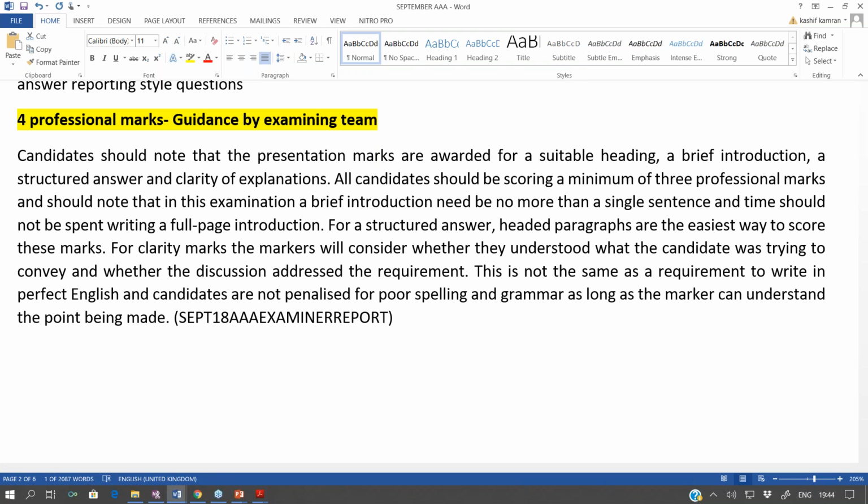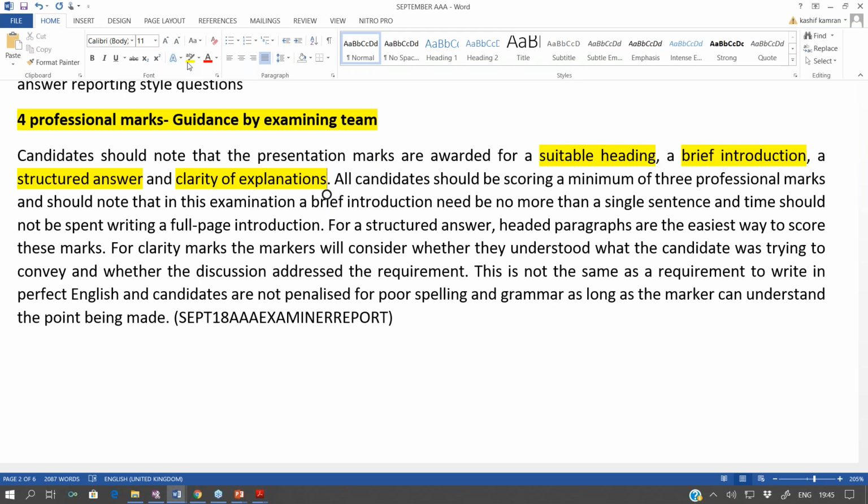See what the examiner is telling us for 4 marks. Candidates should note that the presentation marks are awarded for a suitable heading. Have you put a suitable heading, briefing note? A brief introduction, a structured answer, and a clarity of explanation. Suitable heading, 1, brief introduction, 2, a structured answer, which I am about to write, and a clarity of explanation, which again I need to demonstrate. So the examiner is saying if you do these 4 things, you will be getting marks.